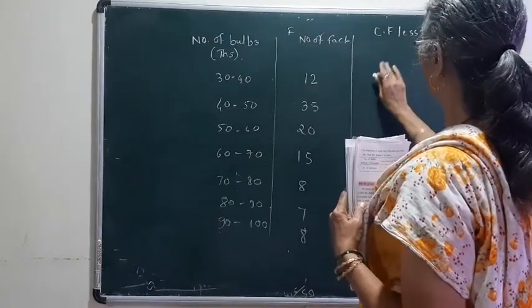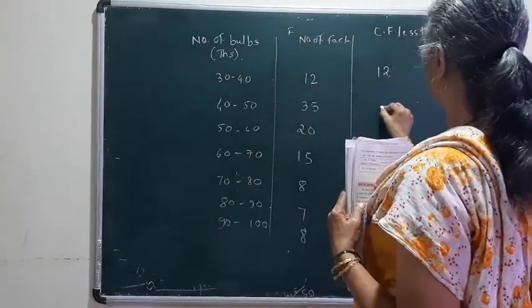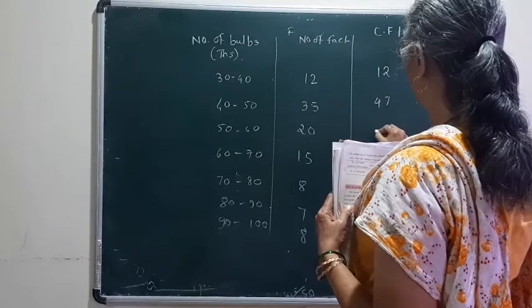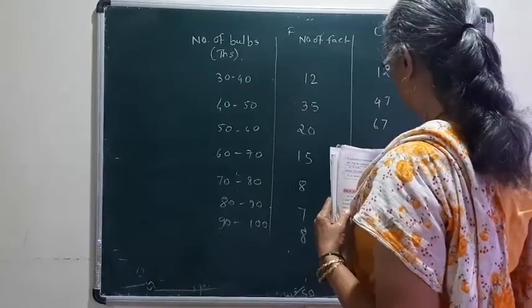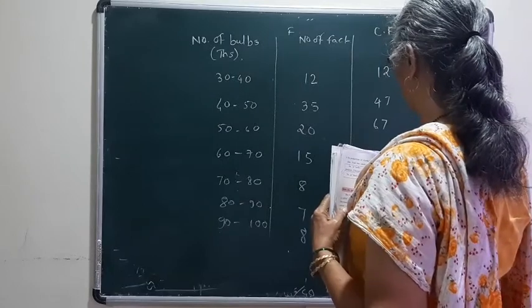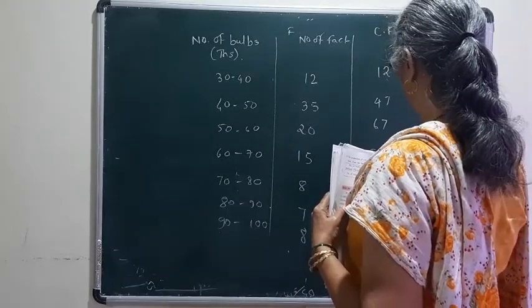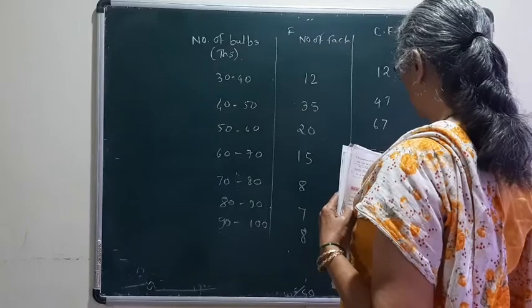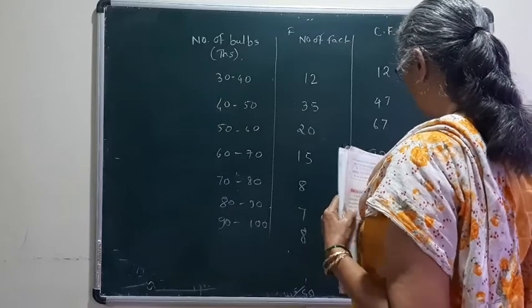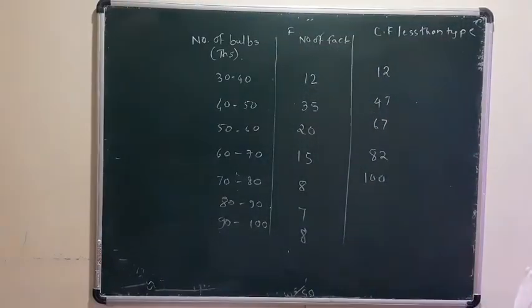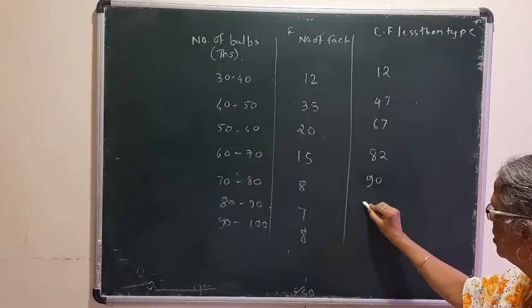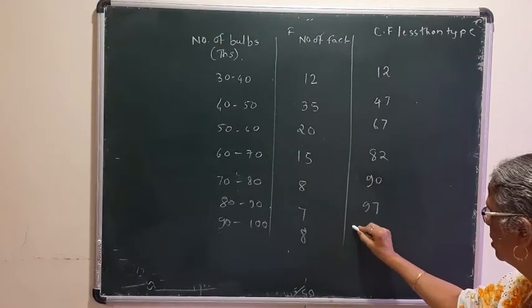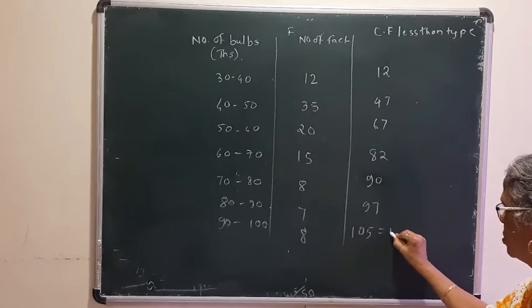So write 12 as it is. 12 plus 35, 47. 47 plus 20, 67. 67 plus 15, 82. 82 plus 8, 90. 90 plus 7, 97. 97 plus 8, 105. So that is your n.